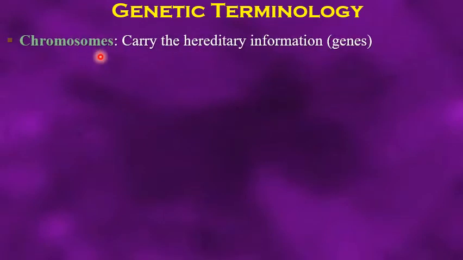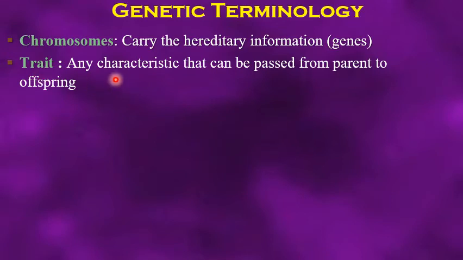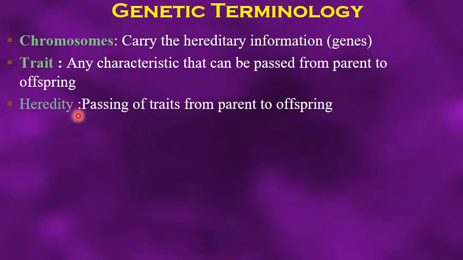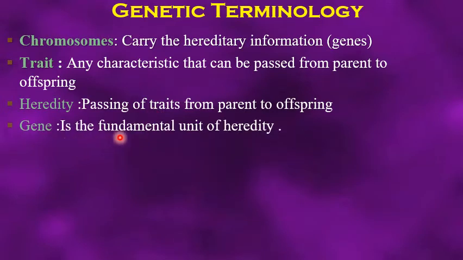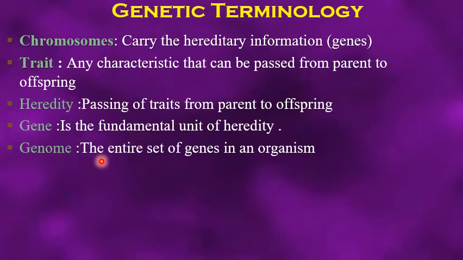We explain some of the genetic terms. Chromosomes, that means carry the heredity information. Genes يحمل معناتها المعلومات الوراثية على الجينات. Trait أو صفة any characteristic that can be passed from parent to offspring هي أي صفة من صفات الكائن الحي ممكن أن تمر من الآباء إلى الذرية. Heredity passing of the traits from the parent to offspring هي توارث أو مرور الصفات أيضا من الآباء إلى الذرية. Gene that means is the fundamental unit of heredity يعني هي الوحدة الأساسية للوراثة. Genome that means the entire set of the genes in an organism يعني هي المجموعة الكاملة للجينات في أي كائن حي.